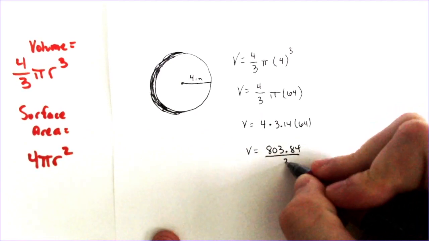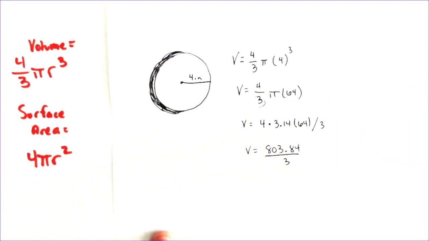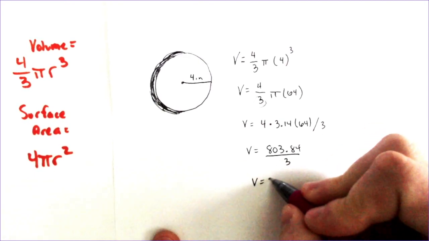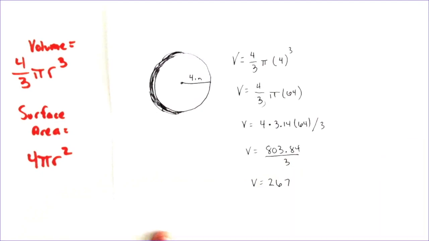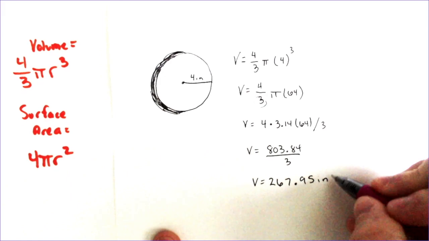And then I'm going to divide by the 3, which is this 3 right here. That's all divided by 3. So after I've done multiplying it, then I divide by 3. So I'm going to hit divided by 3, and I get my answer. I get volume is equal to 267.94. Rounding up, 267.95 inches cubed.